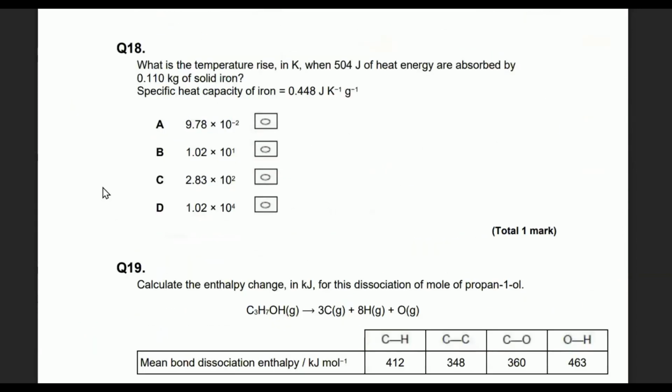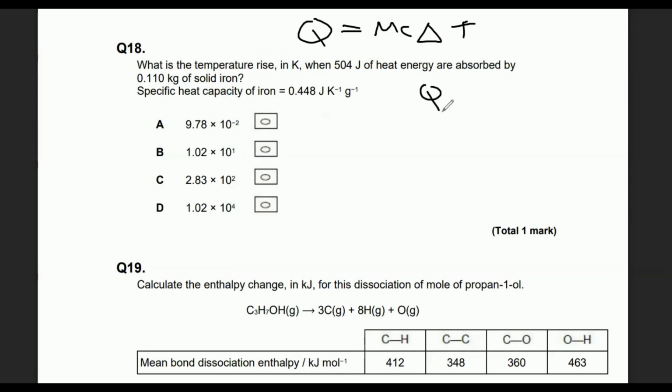Okay. Question 18. What is the temperature rise in Kelvin when 504 joules of heat energy are absorbed by 0.110 kilograms of solid iron? Specific heat capacity 0.448. Right. This is nice and easy. Hopefully, he says. Easy peasy, lemon squeezy. We're just going to do that. They're asking us for what's the temperature rise? Great.